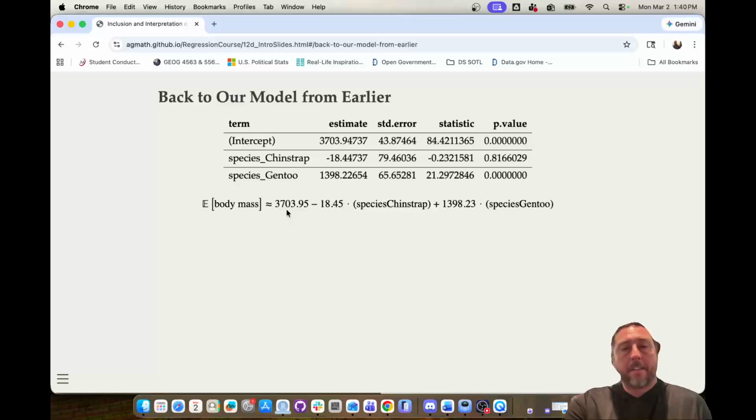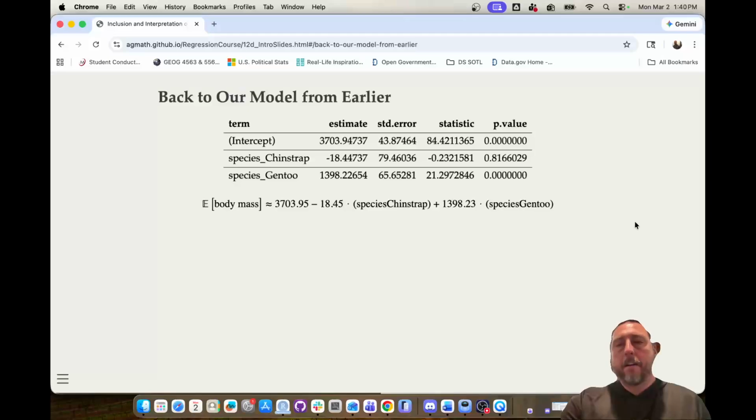Baseline body mass is 3703.95 grams. This would be the body mass of a penguin where species chinstrap takes on the value 0 and species Gentoo takes on the value 0. And so if the penguin is not a chinstrap and is not a Gentoo, then it's the leftover category. It's an Adelie. So the Adelie penguins, we expect to have a body mass of around 3,704 grams.